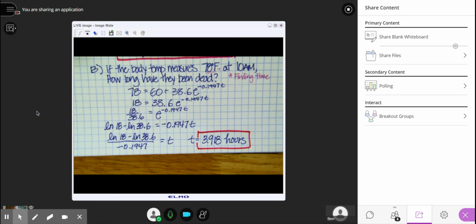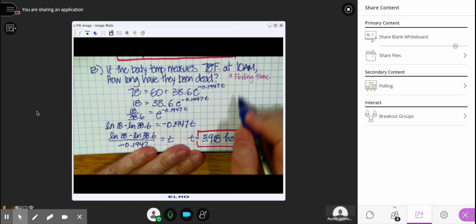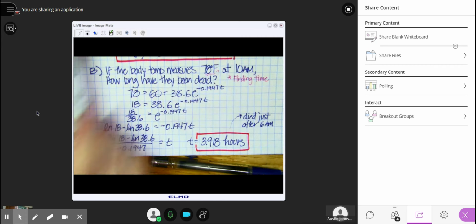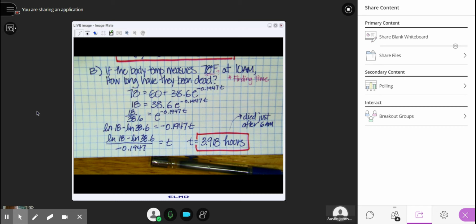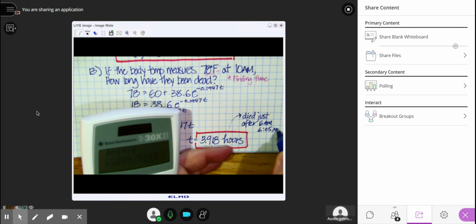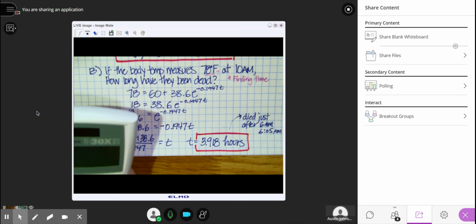So they've been dead not quite 4 hours, which means if they were 78 degrees at 10 a.m., they've been dead since about 6 a.m. Let's see if I can get closer. Minus 3 times 60 is 55. They died at approximately 6:05 a.m. Yep.